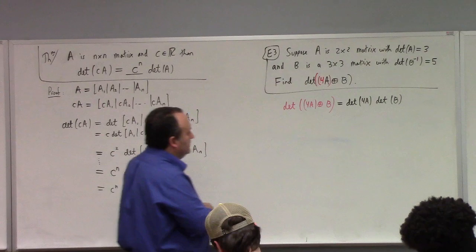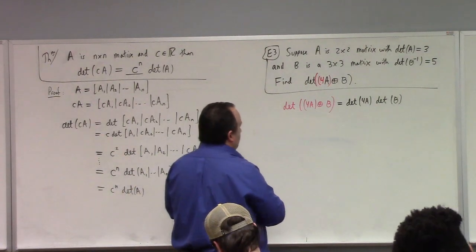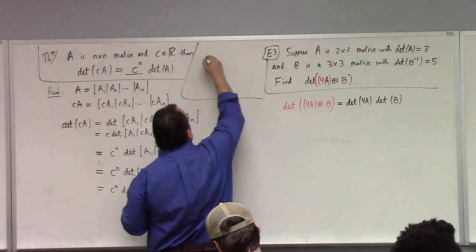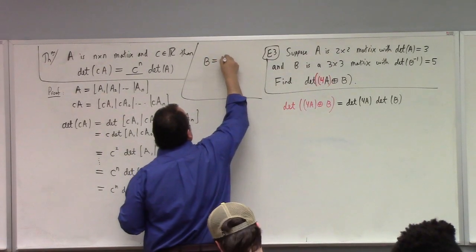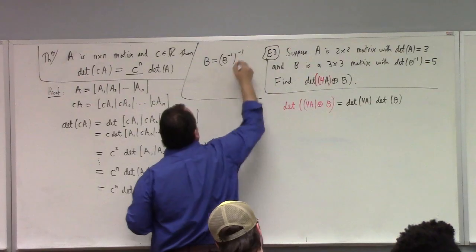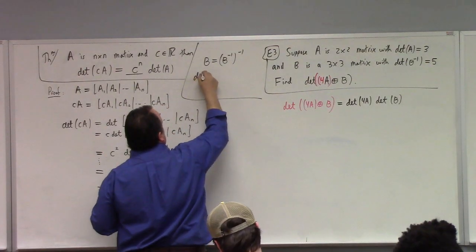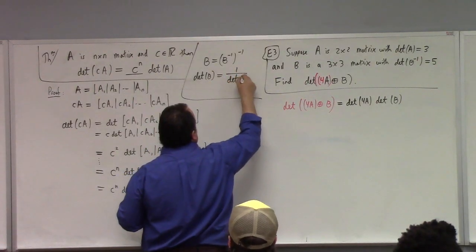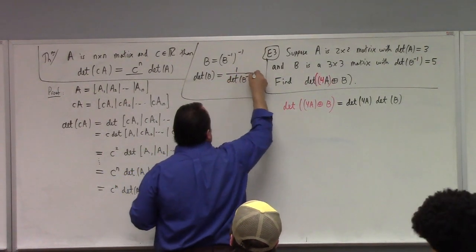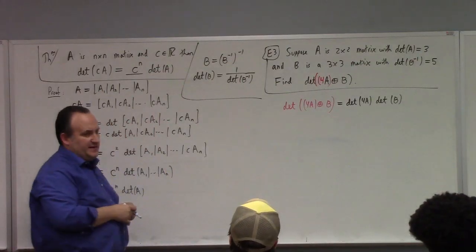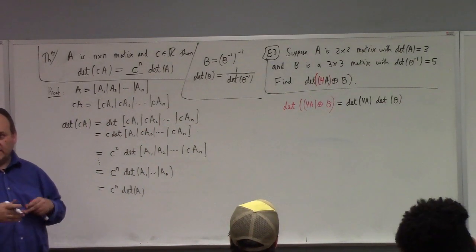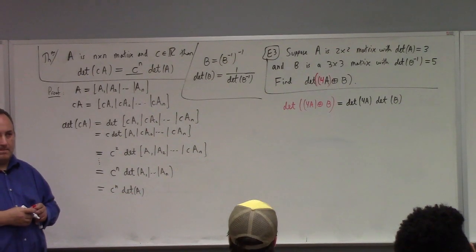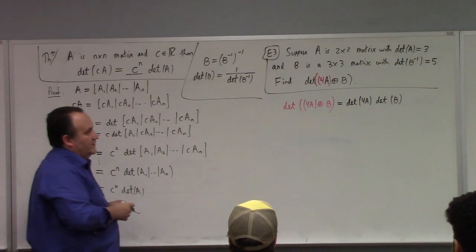Do you guys know that B is equal to B inverse inverse? So that means that the determinant of B should also be equal to 1 over the determinant of B inverse, right? Applying my previous theorem that I think I just erased. But the determinant of B and the determinant of its inverse are reciprocal.